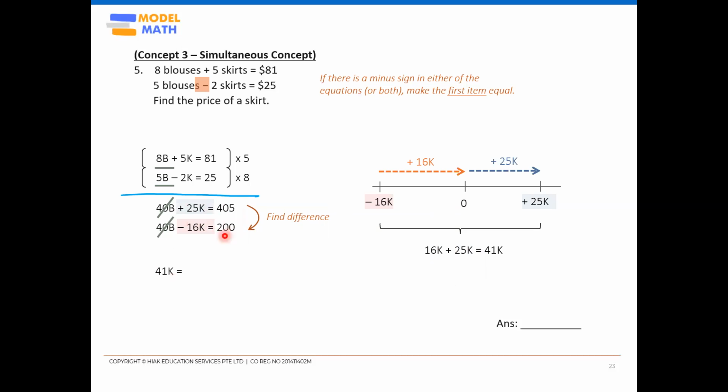Right-hand side, of course, whole number minus whole number. That one is just the normal difference, easy to find. So 41 skirts is $205. Okay, then of course you find one skirt, which is $5, and that's it. The question asks for a skirt, which is $5.